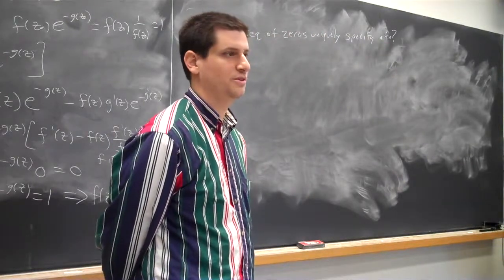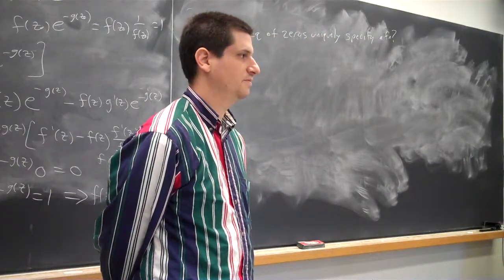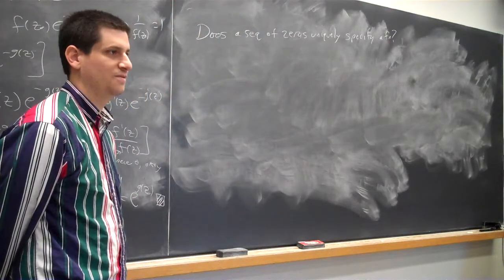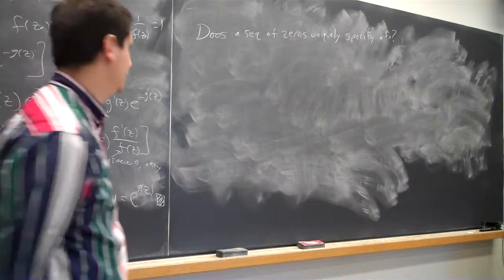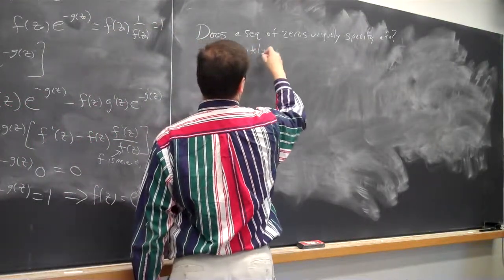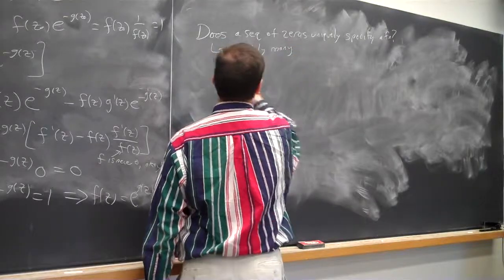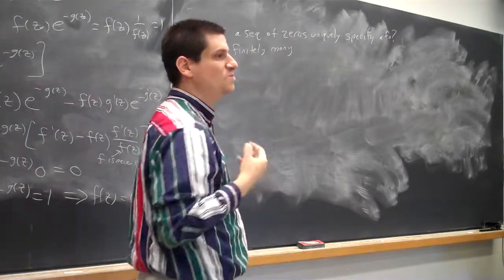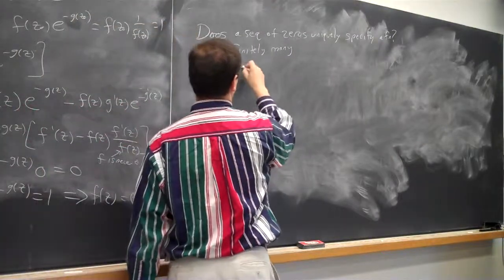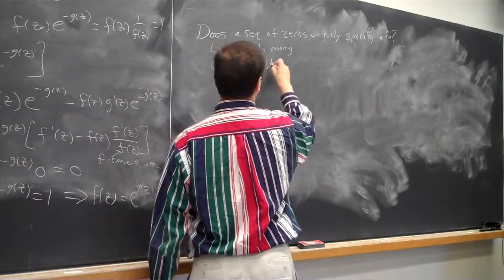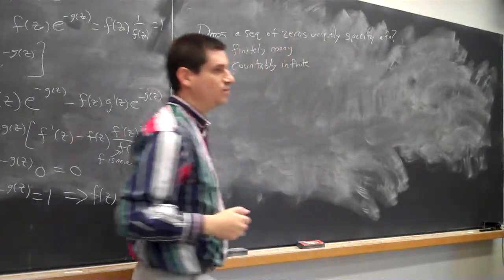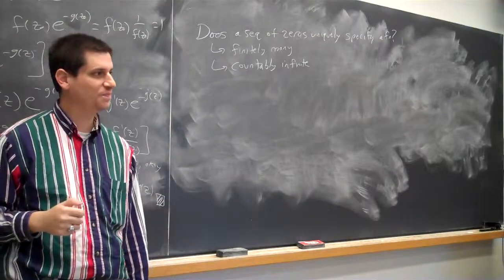How many do you want to talk about? I'm sorry? Finitely many. That's a good case to look at. What else could we consider? Okay, be more specific about infinitely many. Countably infinite. Having a function with uncountably many zeros scares me a little bit.